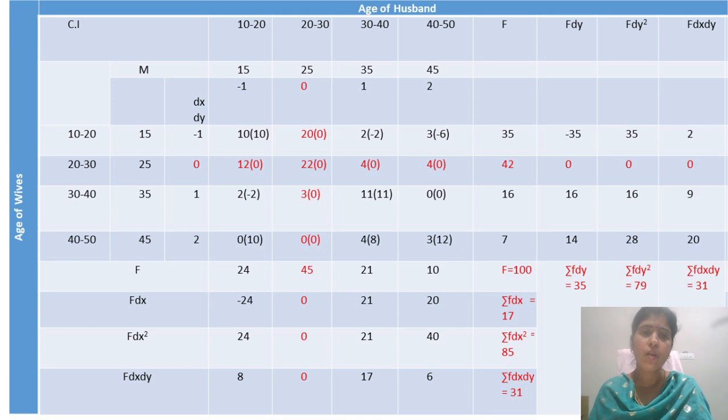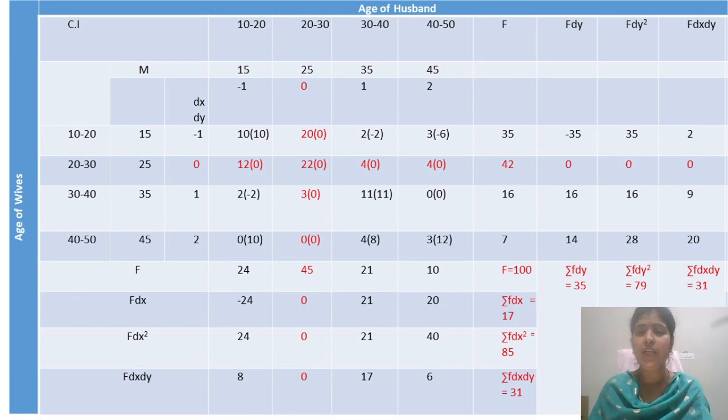Now same way we have to do it row wise. Row wise in the sense, age of wife. 10 to 20, 15, deviation we are getting minus 1. 20 to 30, 25, deviation we are getting 0. Again see the row total, it is up to last column, it is 0. 30 to 40, 35, 1 deviation. 40 to 50, 45, deviation is 2.